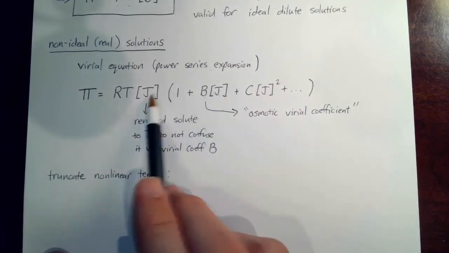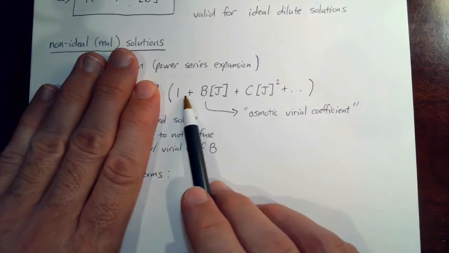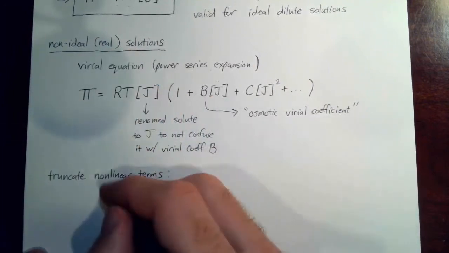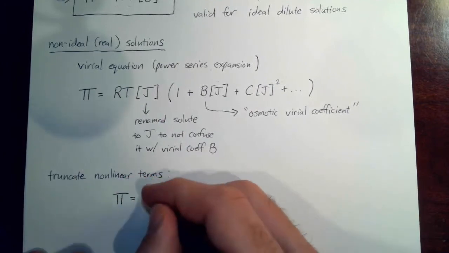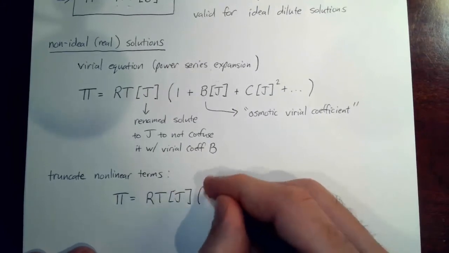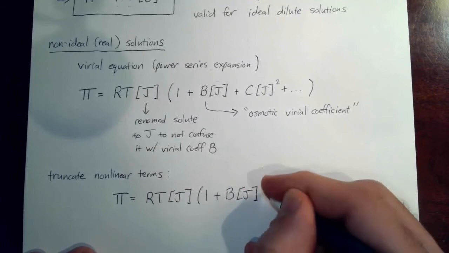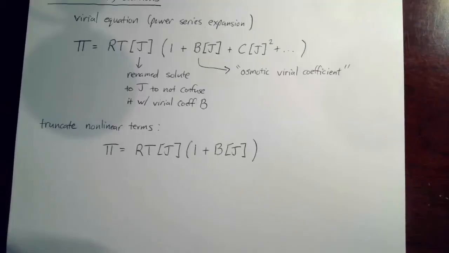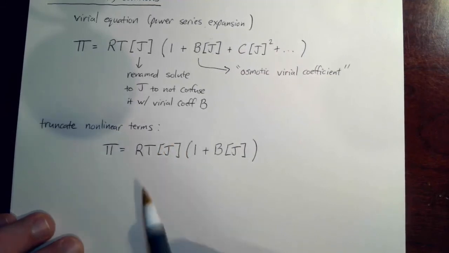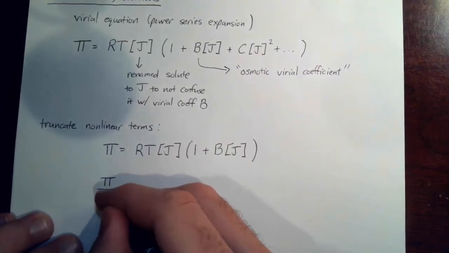Although this is technically a square of J, I'm just focused on what's inside the parentheses. We're going to cut it off after BJ. So pi is then equal to RT times the concentration of J times 1 plus B times the concentration of J. Now I'm going to divide by this concentration of J, and we'll see why in just a minute.